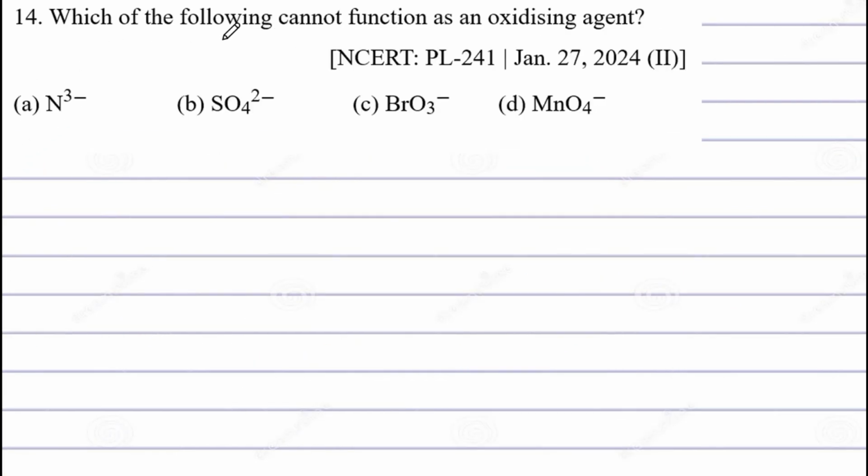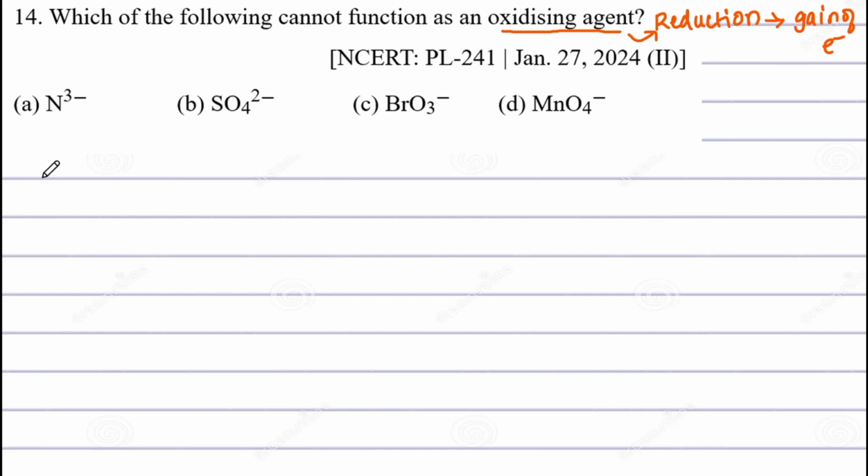Next question is, which of the following cannot function as an oxidizing agent? So what is an oxidizing agent? An oxidizing agent oxidizes other substances and itself it will undergo reduction. An oxidizing agent should undergo reduction. What is reduction? Reduction is gain of electrons. So when a substance has the ability to gain electrons, it means it can act as an oxidizing agent, because an oxidizing agent should undergo reduction. So let us see the options.